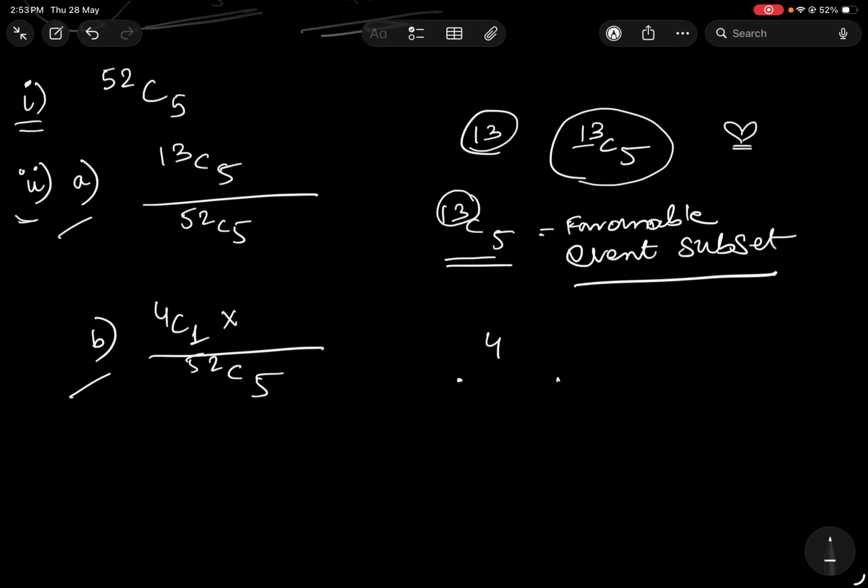And now I'm talking about the second task. What about the other 4 cards? Since I've been told that it has to be exactly one ace, the other 4 cards can't be an ace and can be anything else from the 52 minus 4, which is 48 cards. So this problem has these many, can be done in these many ways.